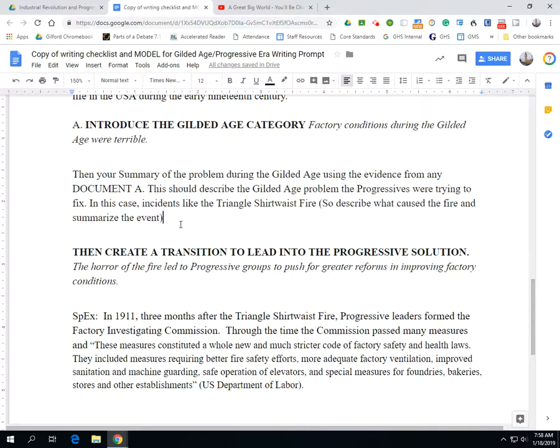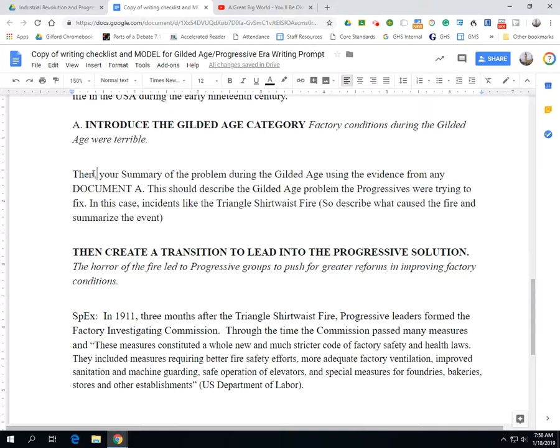So for instance, the one that we looked at for the Triangle Shirtwaist Fire, the summary that you include should explain why the fire happened, what the conditions were like, what the workers were working in, who the workers were, and then offer some details of what happened that day on March 25th, 1911, when the fire occurred.